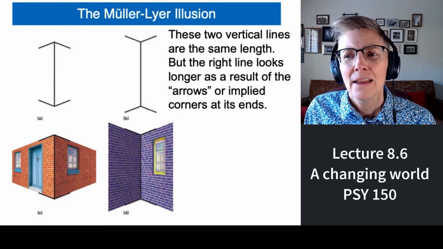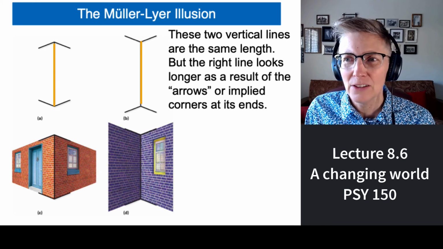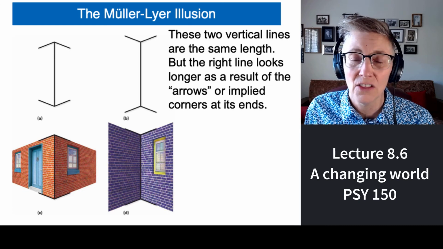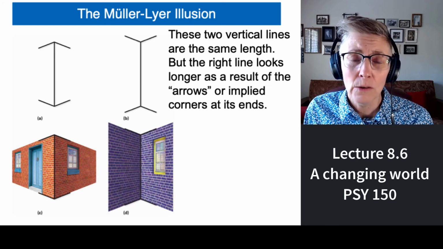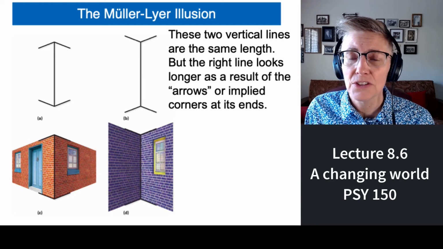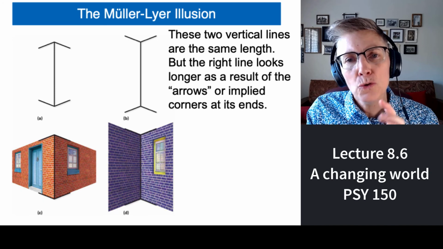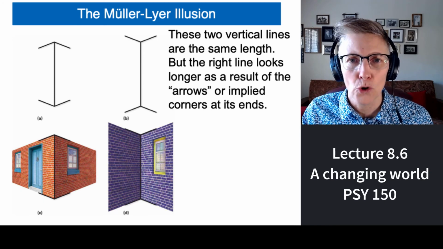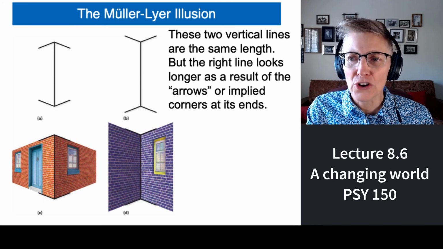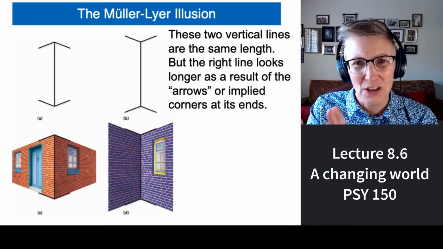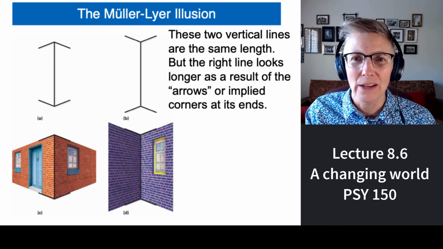Okay, this is a very famous illusion called the Mueller-Lyer illusion. The 2 lines there on the top are exactly the same length, but it sure looks like the line on the right is longer than the line on the left. Why is that? Well, psychologists think it's because of the orientation of the arrows at the end of the line. Those little arrows imply corners. And if a corner has the shape of the arrows on the right, then it must be farther away.